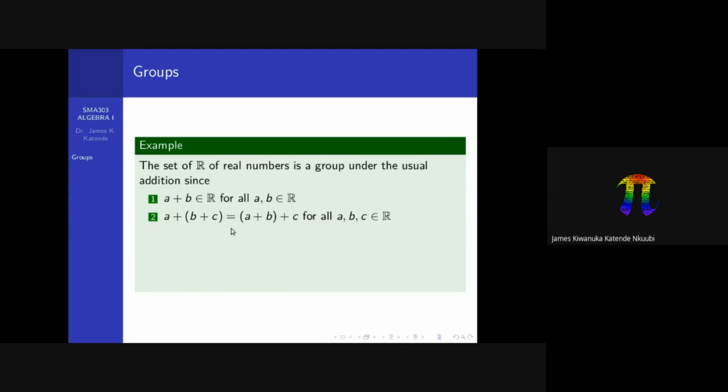So the next thing is we know there's an element 0 in R. The number 0 itself acts like the identity. So A plus 0 leaves A intact, and it works on both the left and the right. So the identity element in this group is 0. 0 is the identity element because when you add 0 to any real number, you get the same number.